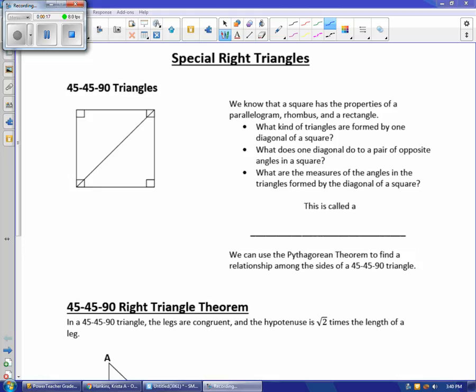So let's start with a square. Remember that a square has all of the properties that a parallelogram has, a rhombus has, and a rectangle. So if you drew a diagonal in a square, think about what those properties will do to the angles of the two triangles that you get. You have a 90-degree angle, and then the diagonal, since it's a square and a rhombus, is going to bisect the opposite angles. Okay, so when you draw one diagonal, you get two 45, 45, 90 triangles.